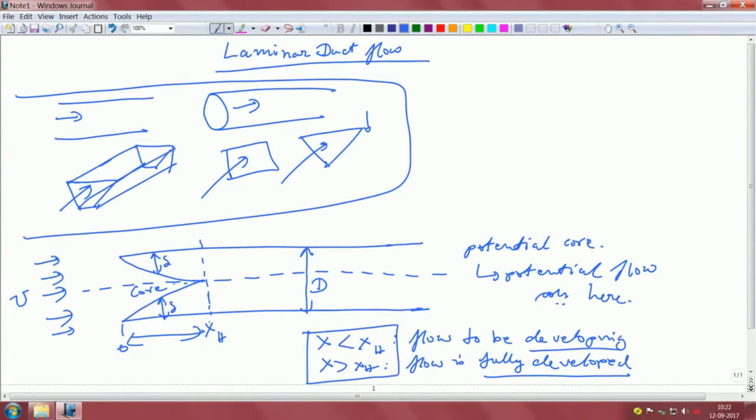After the layers have merged, that means beyond xh, we can apply the full-fledged Navier-Stokes equation to solve it. So, in the developing region there are two parts. Inside the boundary layer it is basically the boundary layer equation or the Navier-Stokes equation. In the core region you apply what we call the potential core solution. Beyond x equal to xh, the entire thing is basically Navier-Stokes or the boundary layer solution, whichever we find prudent to apply.